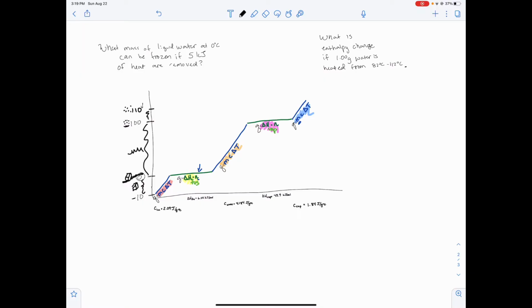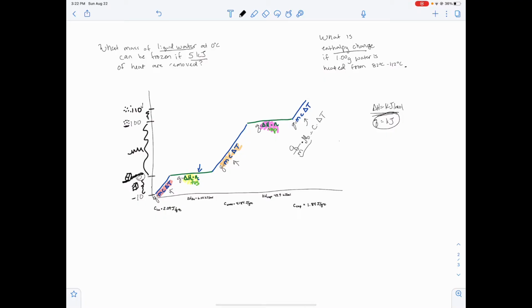It's additive. So you can also just be working in a certain section of this curve, and you can match up what equation you need. Okay, so we've got two problems. One is, what is the mass at 0 that can be frozen? And then one is the enthalpy change? So let's read really carefully.